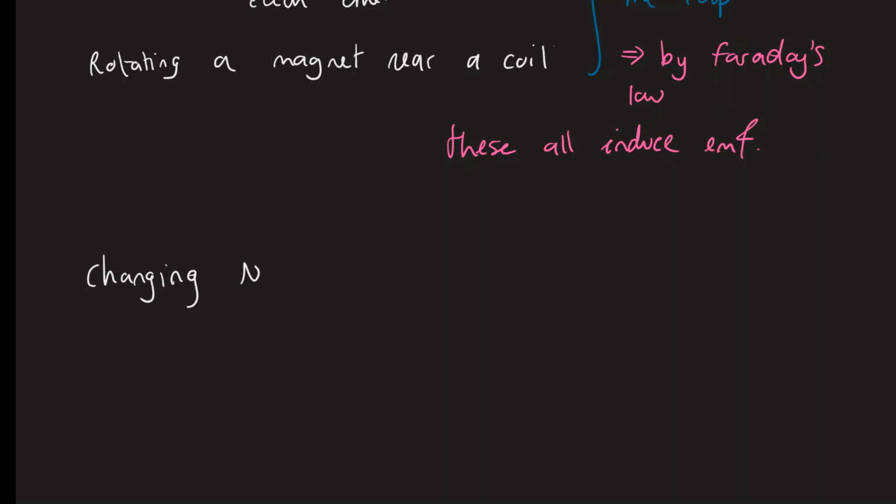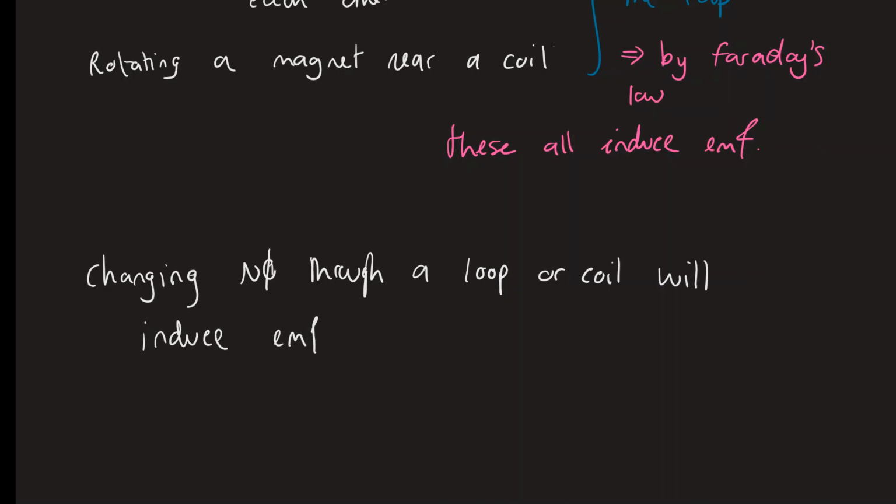So changing the flux linkage through a loop or coil will induce EMF.